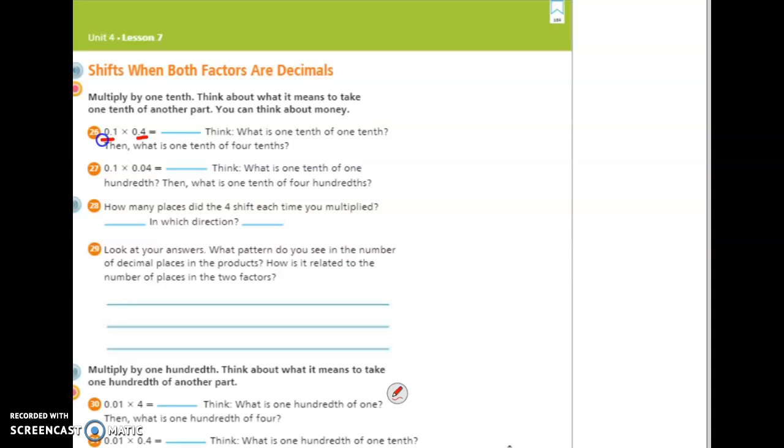So the first thing they want to know is what is 1/10 of 1/10? So maybe you think of it like this, 1/10 times 1/10. Or if you have a pan of brownies that you cut into 10 pieces, and then you cut each of those 10 pieces into 10 pieces, it's going to be 1/100th, right? 1/10 of 1/10. So then 1/10 of 4/10 is going to be 4/100ths. Okay, go ahead and copy that down.